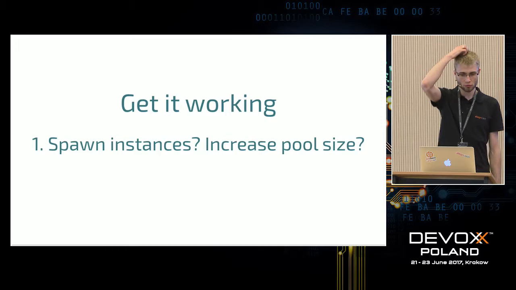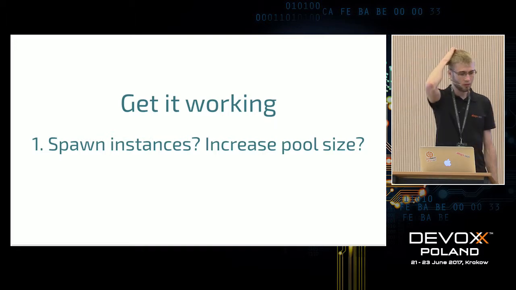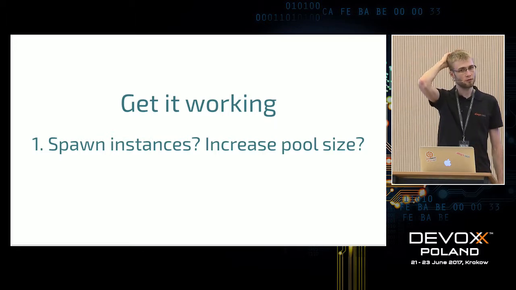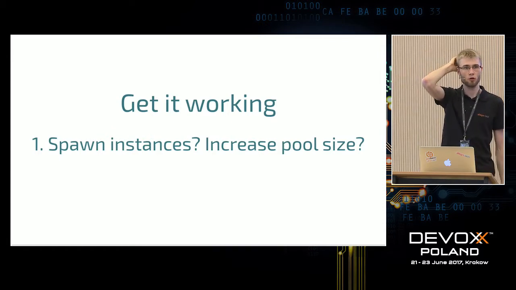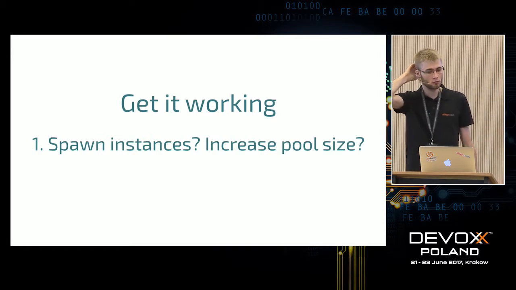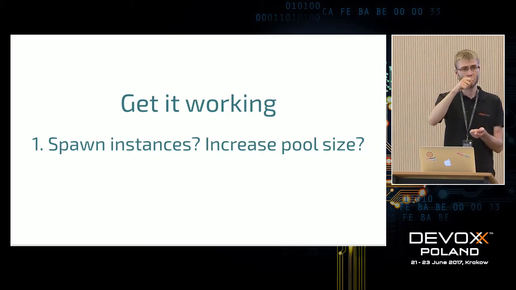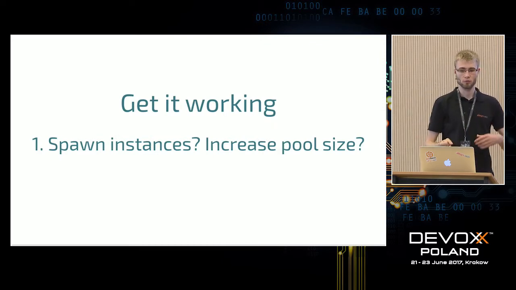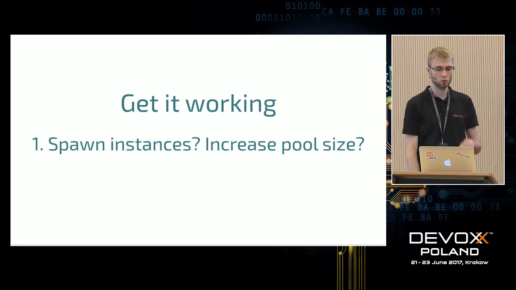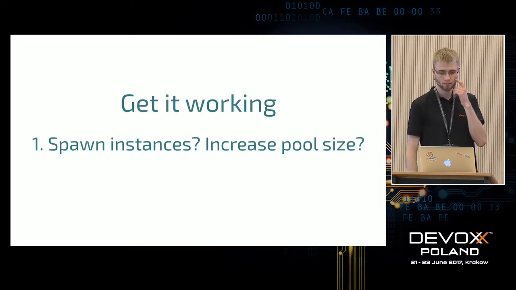So what can we do instead? How to get it working right now? Maybe we can spawn more instances. We have only 2 instances, and we see that we cannot keep up with our work. So maybe spawning new instances is a good idea. Maybe increasing the pool size. We have a pool size of 10. Maybe it's not enough. Maybe we should have a larger pool size to be able to process more offers simultaneously.